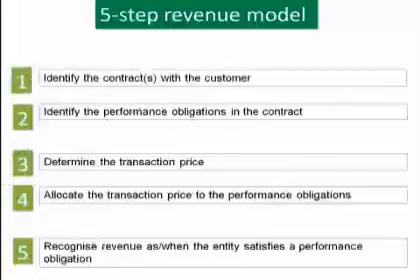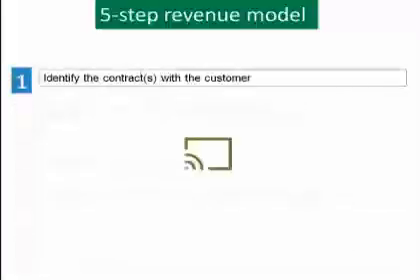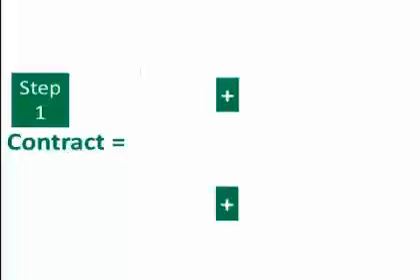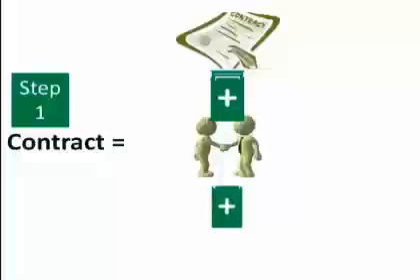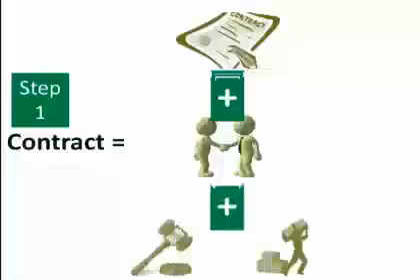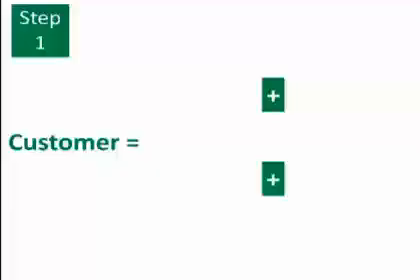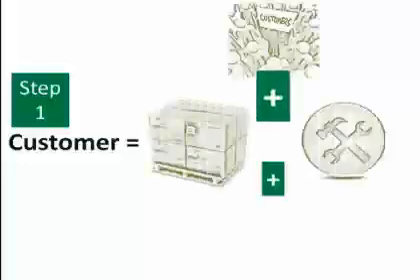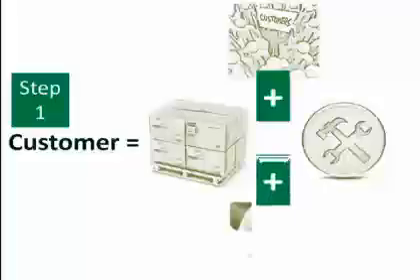Let's start with the first step of the revenue model. Identify the contract or contracts with the customer. What is a contract in terms of IFRS 15? A contract is defined as an agreement between two or more parties that creates enforceable rights and obligations. What is a customer in terms of IFRS 15? A customer is a party that has contracted with an entity to obtain goods or services that are an output of the entity's ordinary activities in exchange for consideration.